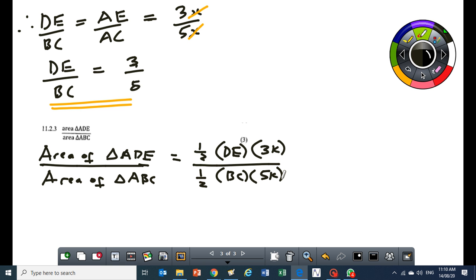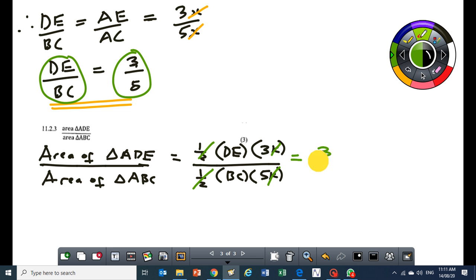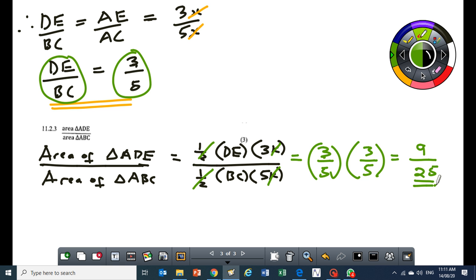All right, before I carry on, I need DE over BC is equal to 3 over 5. These two halves will cancel out, and that K will also disappear. We know the ratio DE over BC is equal to 3 over 5, so we can write this as 3 over 5 times 3 over 5. And the final answer will be 9 over 25. So that would be the ratio of those two triangles.